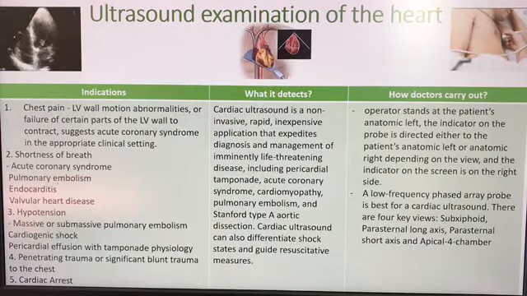For hypotension, it includes massive or submassive pulmonary embolism, cardiogenic shock, pericardial effusion with tamponade physiology, aortic dissection, or hyperdynamic squeeze, which may suggest sepsis or hemorrhagic shock. For penetrating trauma or significant blunt trauma to the chest, it includes pericardial effusion with or without tamponade physiology.